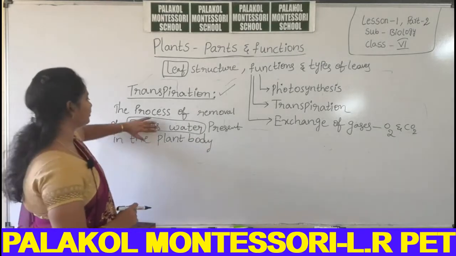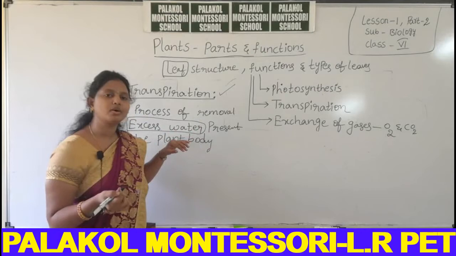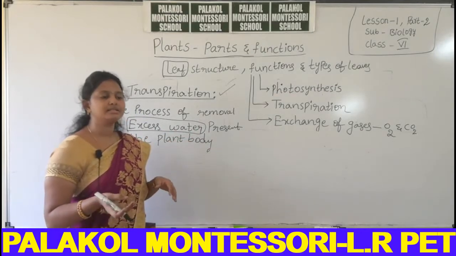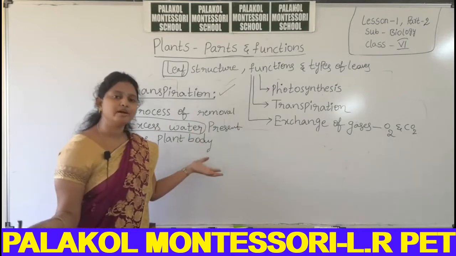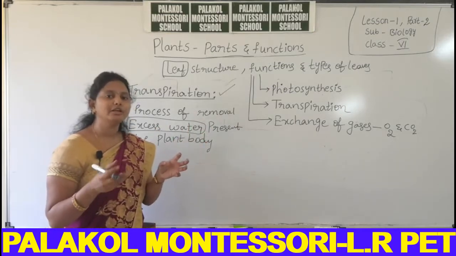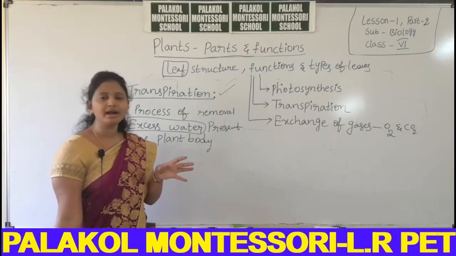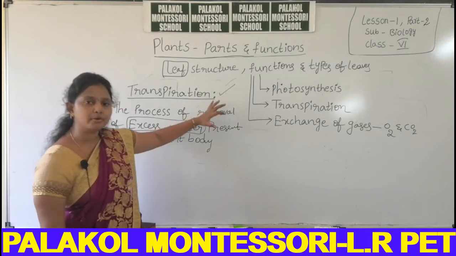If you remove all the water, it is called dehydration. That means complete water present in the plant will go out to the atmosphere. The plant becomes shrunken and will die after 2 or 3 days. So we can't remove the complete water. This is a natural process.